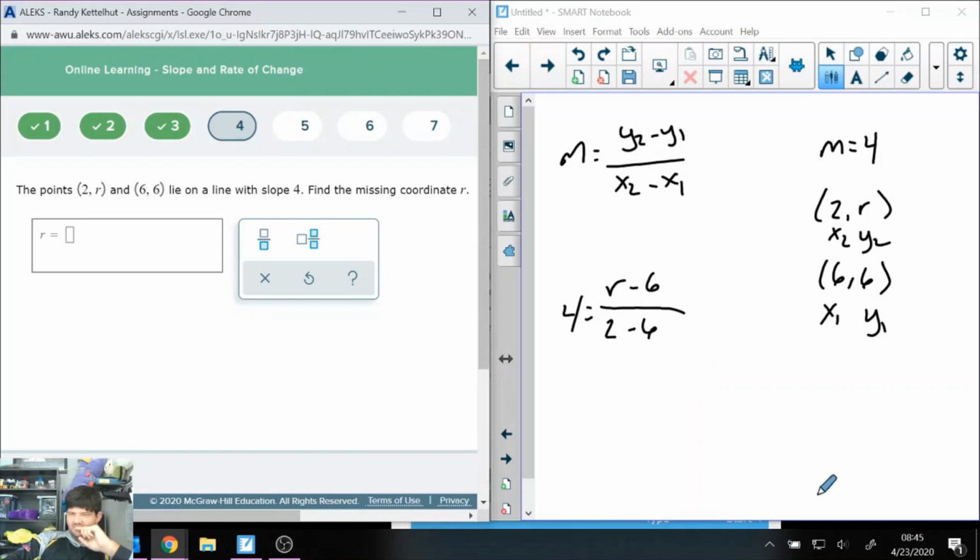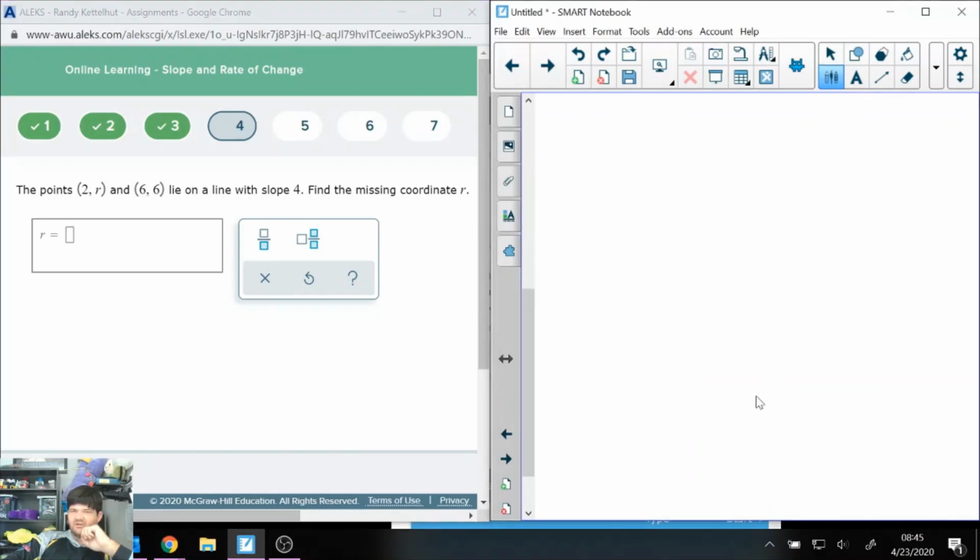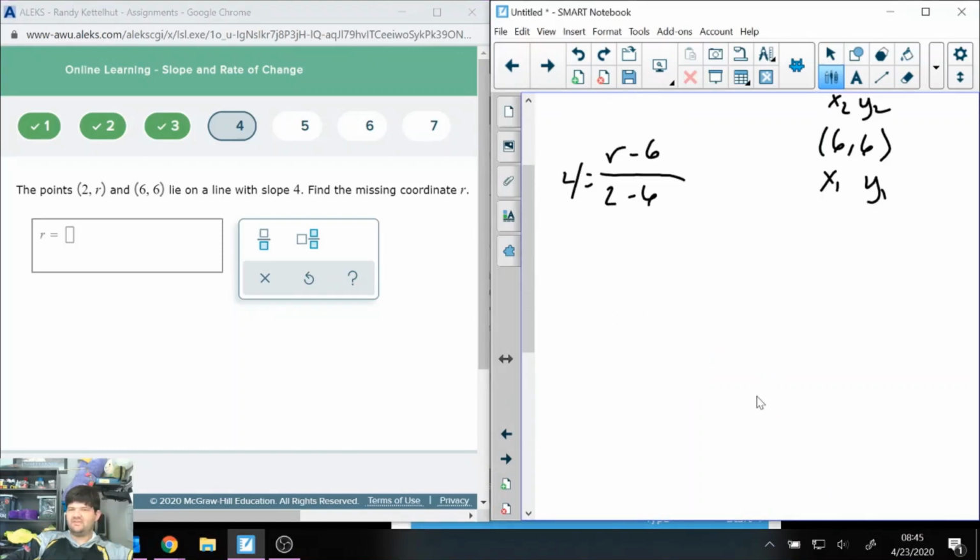Okay, we're back. So this is an Algebra 1 problem all the way. We're going to solve this by just doing quick math. First thing we want to do is simplify the bottom. So you end up with 4 equals r minus 6 over 2 minus 6, which is, no points for guessing, negative 4. To get rid of the negative 4 on the bottom, you have to multiply both sides by, shockingly, negative 4.